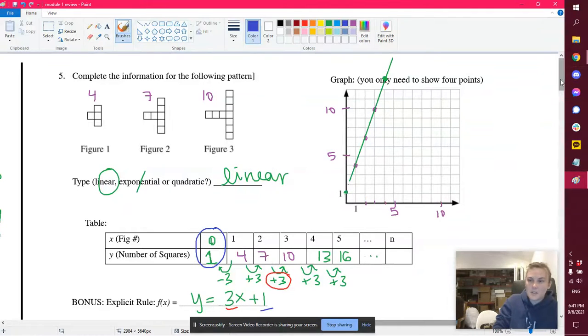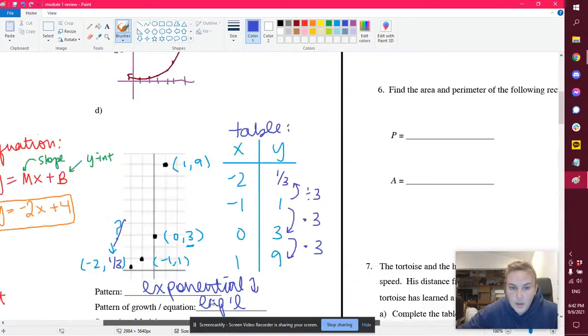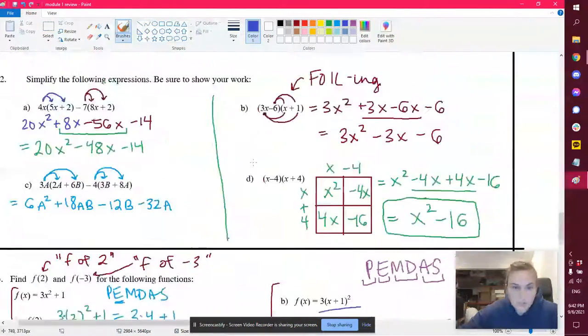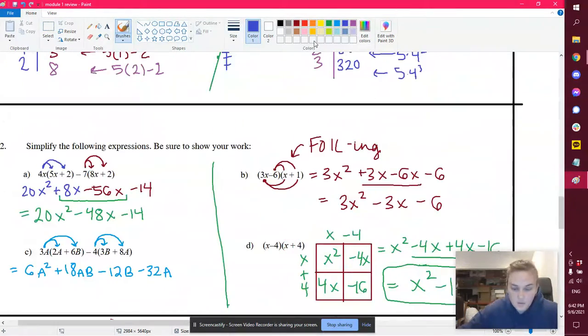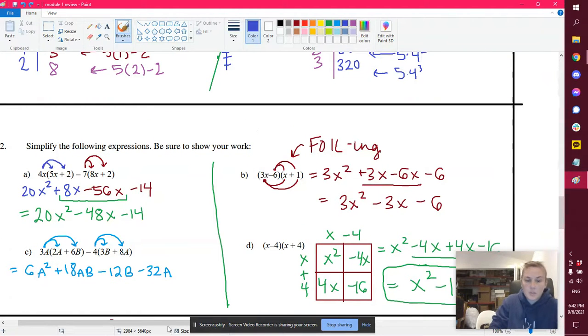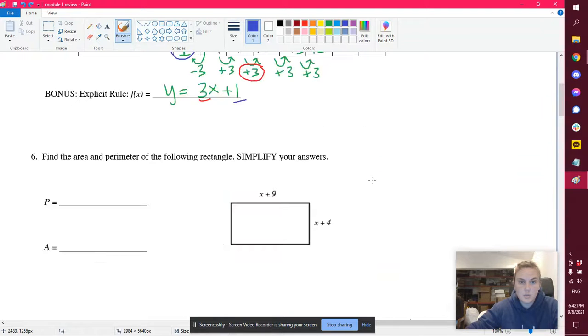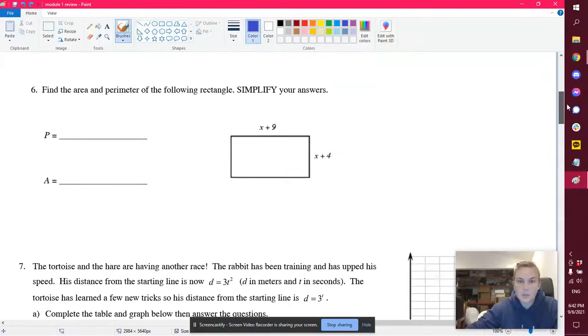Okay, let's also do part 6 on this video, and then we'll do 7 in its own video. Find the area and perimeter of the following rectangle. To be honest, this one should remind us a lot of these questions, right? Once we do the setup, the computation we're doing is going to be similar to the binomial multiplication and the distribution.